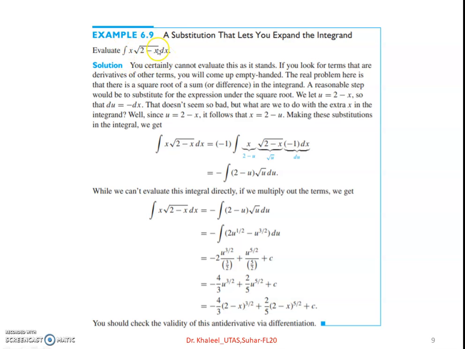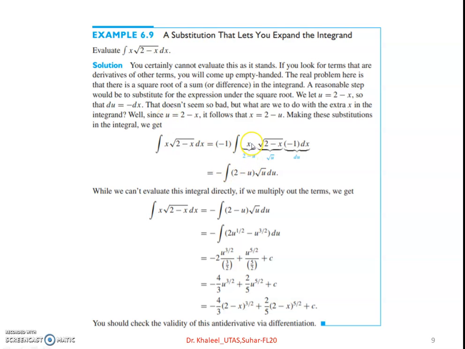Here we substitute u equal to 2 minus x. Then du becomes minus dx, so I multiply by minus and this becomes minus dx. Now since u is equal to 2 minus x, the square root of 2 minus x becomes root u. Then minus 1 dx becomes du.